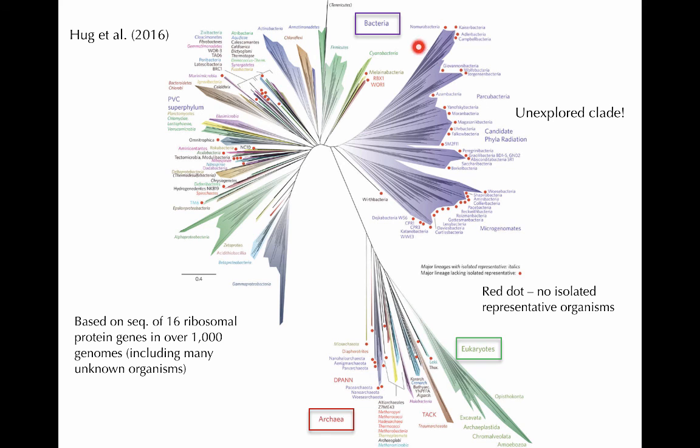So in fact, all of these, you'll see the red dots. That means that there are no cultured organisms that we have of those types. So they know that they're there because they got their DNA sequences from the environment, but they have not ever grown them and seen them as an individual organism. So this is an entire clade here that's unexplored. So that was pretty interesting.